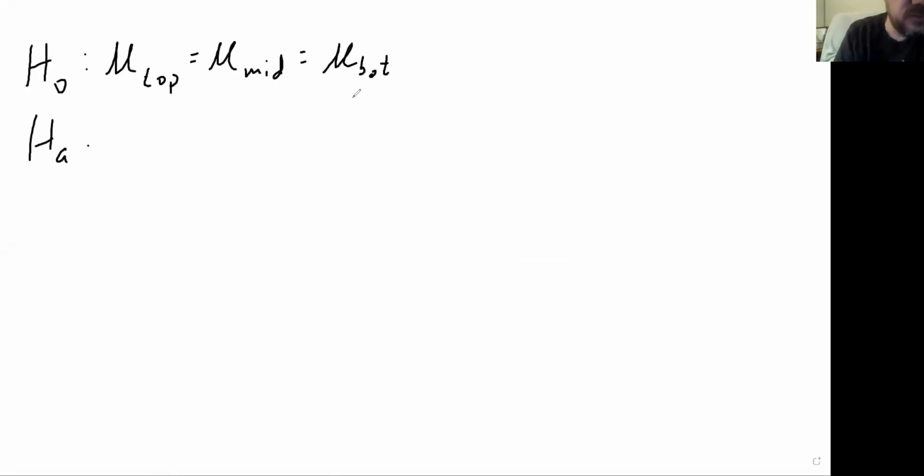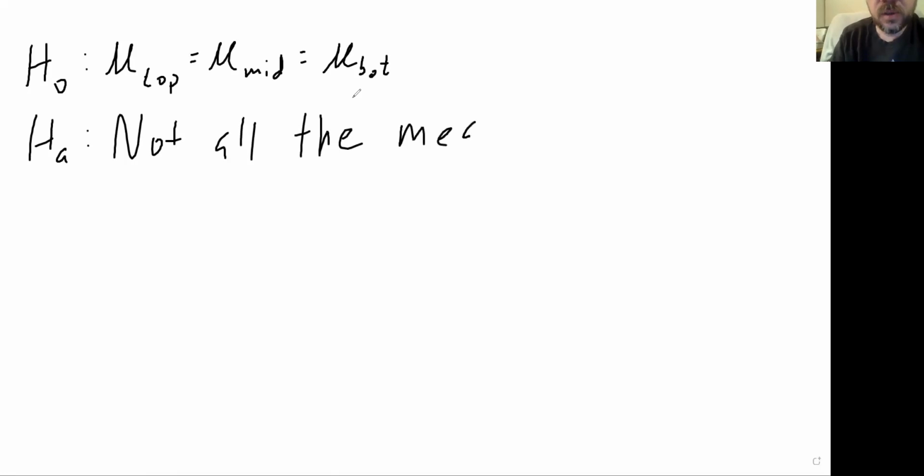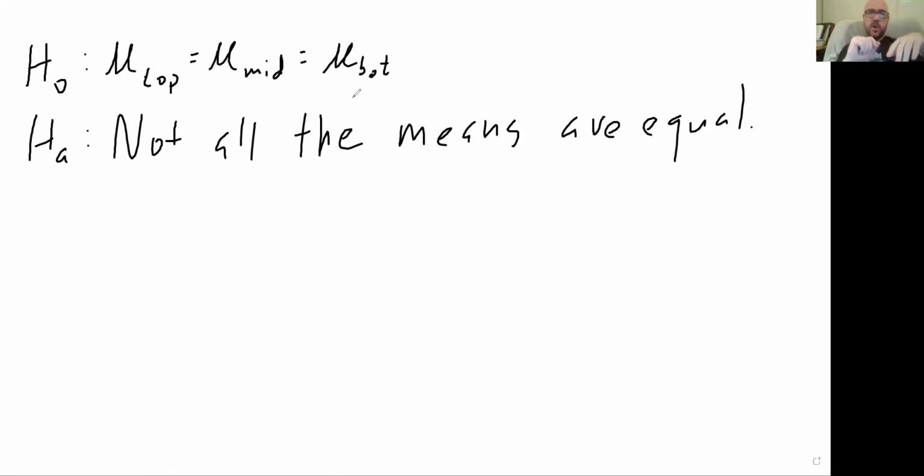Alternative hypothesis: not all the means are equal. You could write this as one or more of the means is different from the others, if you would like. However you want to say it, the alternative hypothesis is always the same. Just they're not all the same.